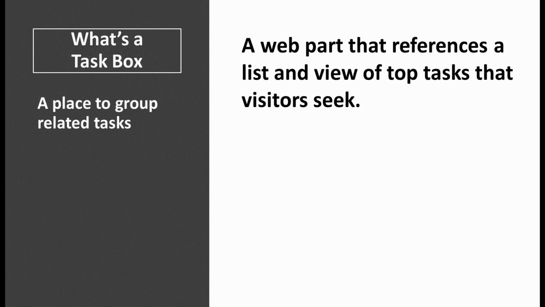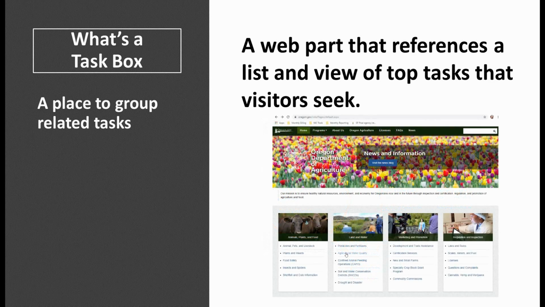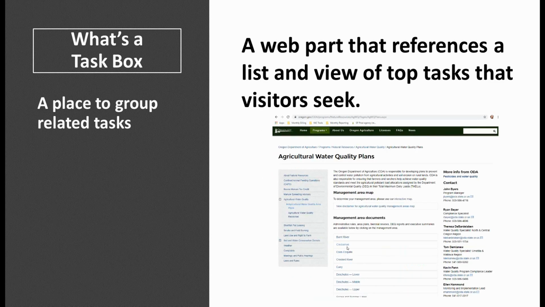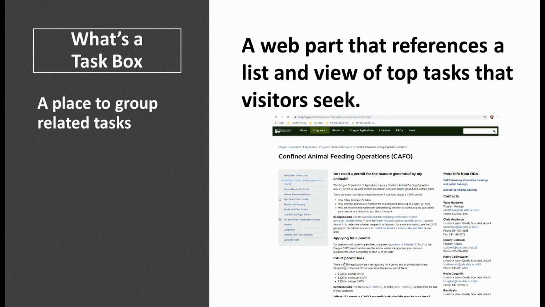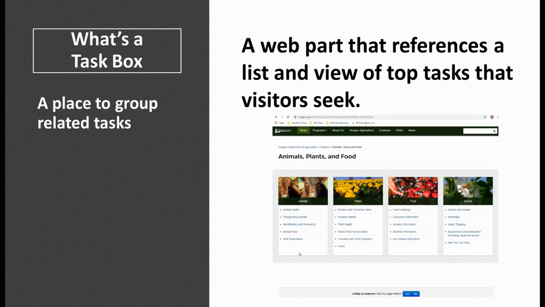So what's a task box? A task box is a web part that references a list in the site collection to display related lists of links to some of the top tasks or pages that visitors to the site come to view or engage in. A task box may have links to various pages within a department, or links to programs within a department that in turn may use more task boxes to deliver viewers to content. A task box may also display an image appropriate to the collective commonality of the links in that box.